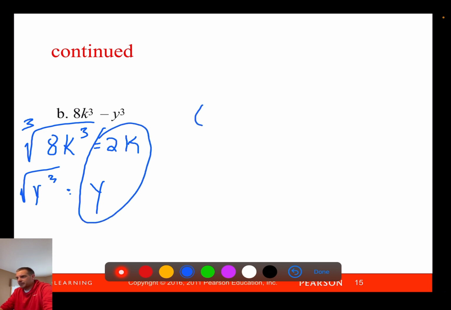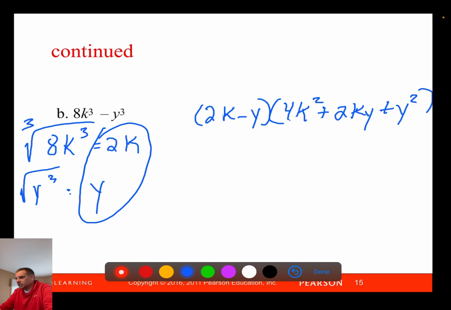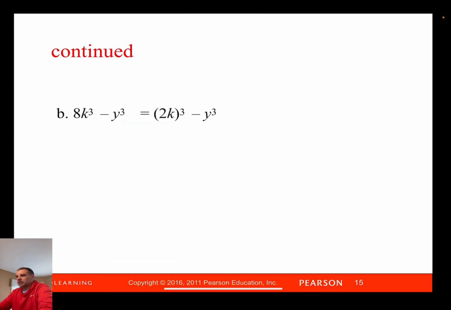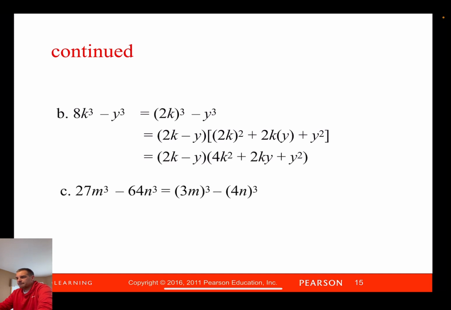So it's x minus my y times x squared. So we have to take 2k and square it. 2 squared is 4. So that gives me 4k squared plus 2k times y, which is 2ky, plus y squared, which in this case is just y squared, and there's our solution. So it's all about taking the cubed root and those differences of cubes when we're looking at these.